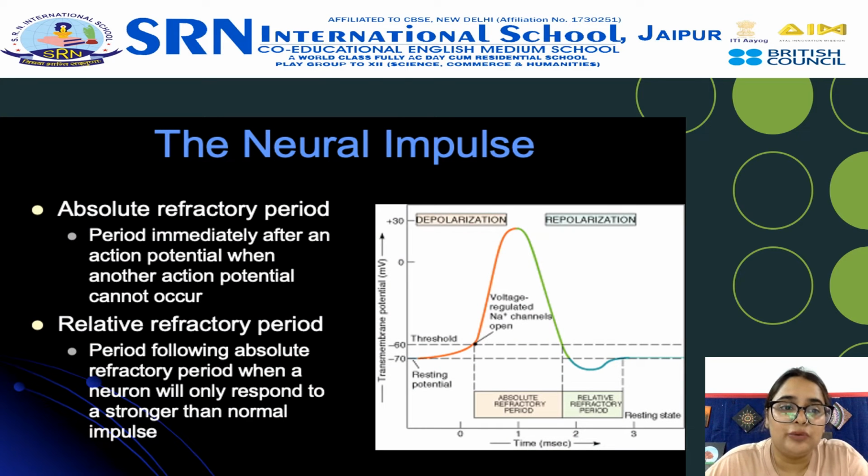Then we have neural impulse, absolute refractory period, immediately after an action potential when another action potential cannot occur. Relative refractory period is the period following absolute refractory period, when a neuron will respond only to a stronger than normal impulse.